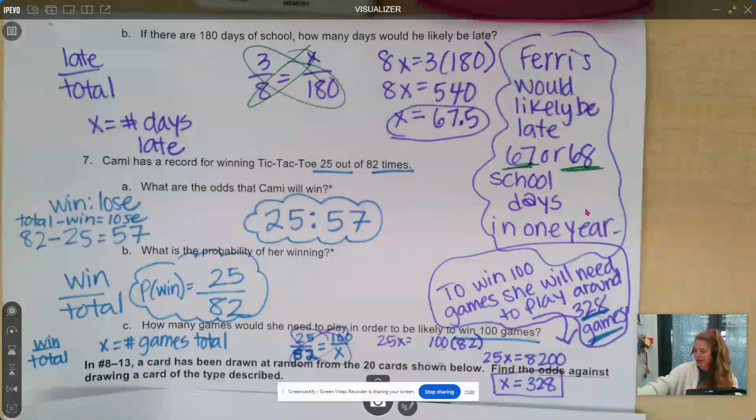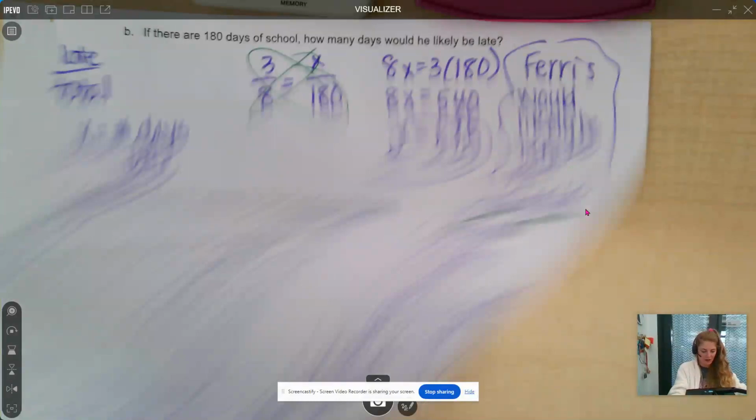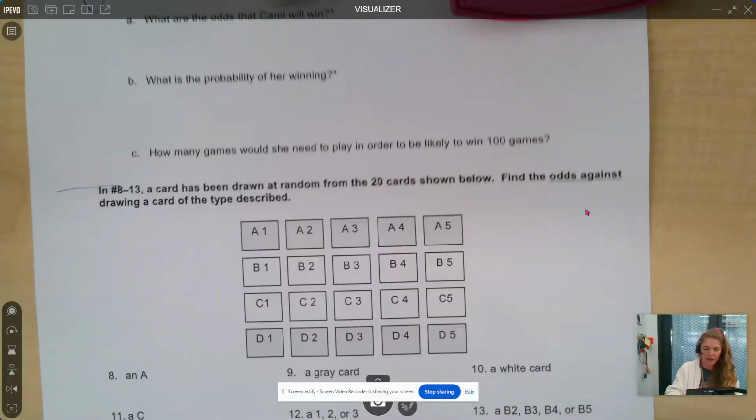Let's take a look at these cards. Whew. Let's take a look at these cards. You're doing a great job.